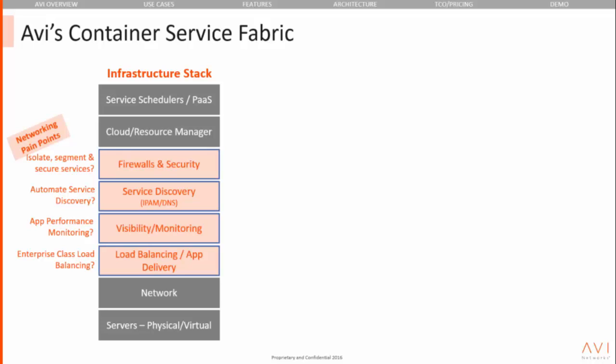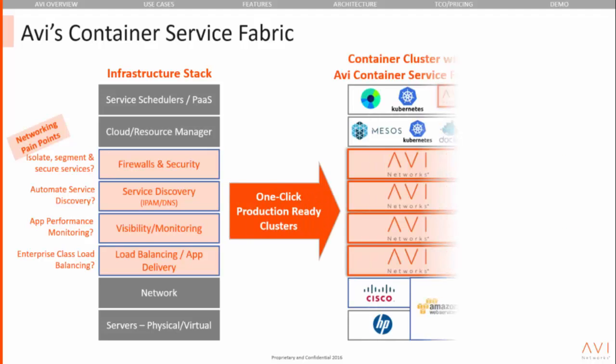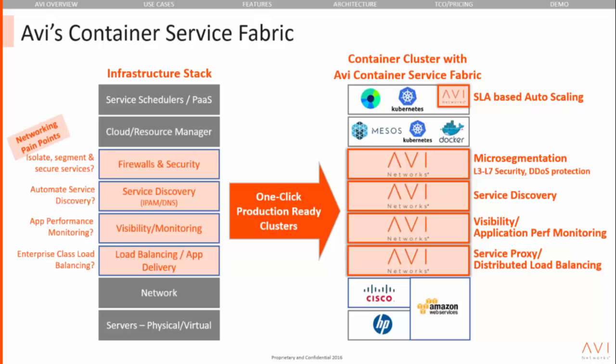for containers. And then the challenges that come back to us are how are we going to isolate and segment all of these services from each other? How are these services going to discover each other? How will I monitor these services? And how will I provide full layer 4 as well as layer 7 enterprise class load balancing and service proxy functionality across? And this is really what I'd like to focus on today, primarily through a demo. How do you provide all these services for large-scale production workloads with a single click?